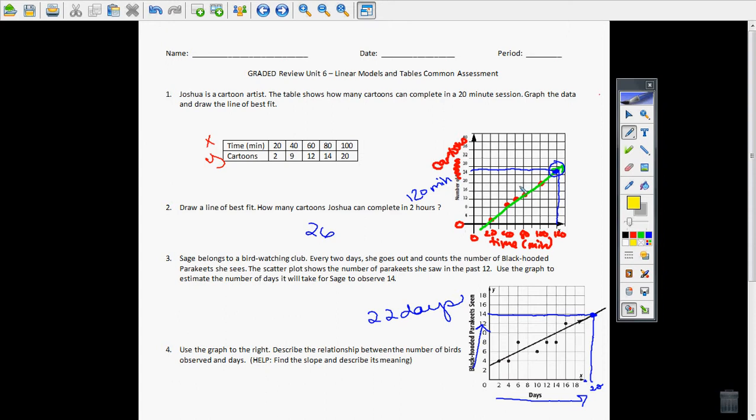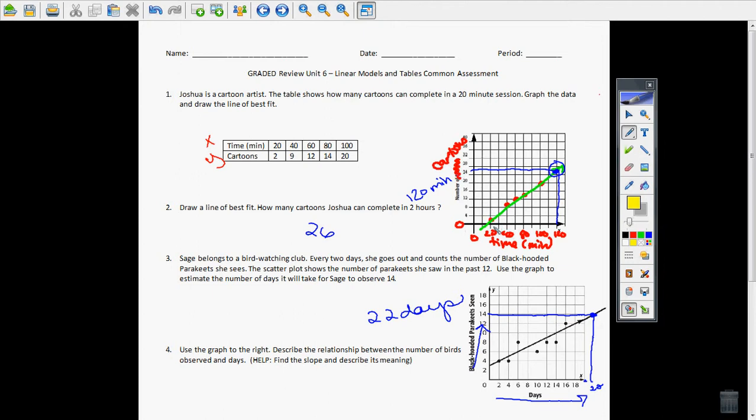So for number one, we have Josh, a cartoon artist who is drawing cartoons. He's recording how many cartoons he draws. Every 20 minutes, he's recording the number of cartoons that he draws. You had to change this because I had balloons over here on the side. So you can see where my points are graphed.